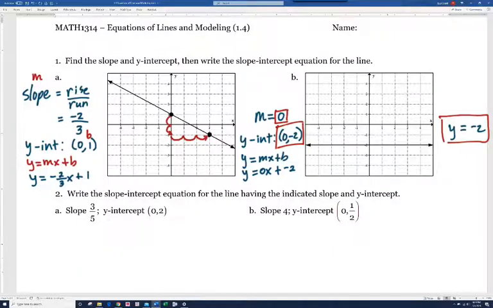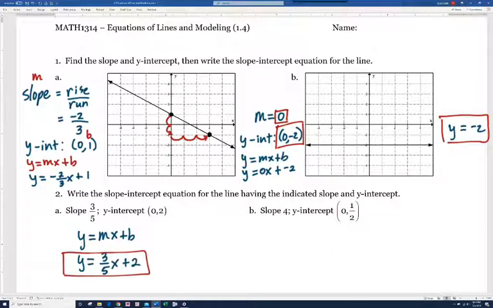All right, so let's move on to number 2. It says write the slope-intercept equation for the line having the indicated slope and y-intercept. So, by the way, writing the equation of a line is quite easy if you know the slope and the y-intercept, just like it's easy to graph a line given those 2 pieces of information. So in 2a here, all I have to do is write y equals mx plus b. That's the slope-intercept form of an equation. Here our slope is 3/5, and our y-intercept is 0, 2. So it's going to be y equals 3/5 x plus 2. Again, 2 is just our b value, and that's what goes here.